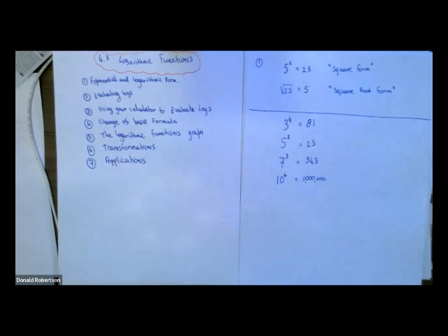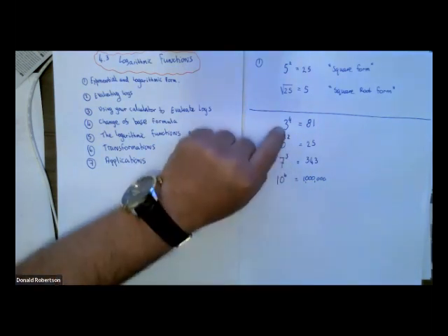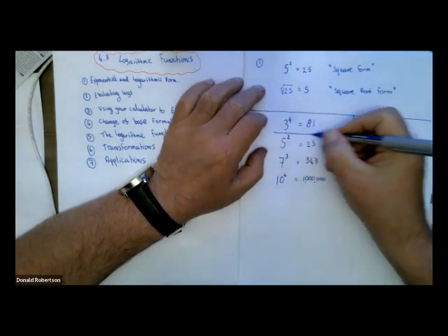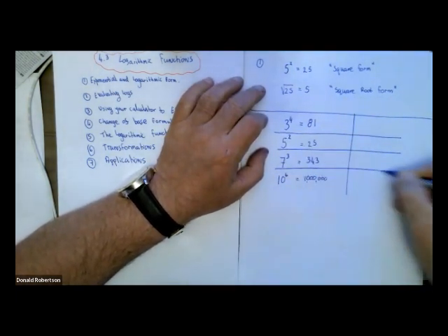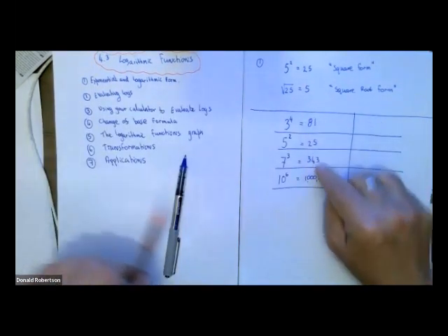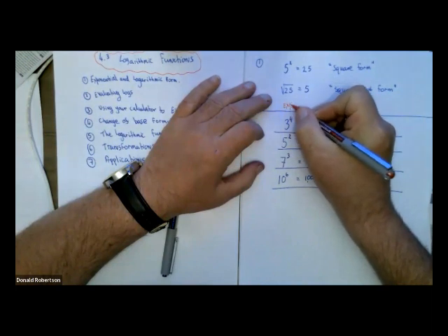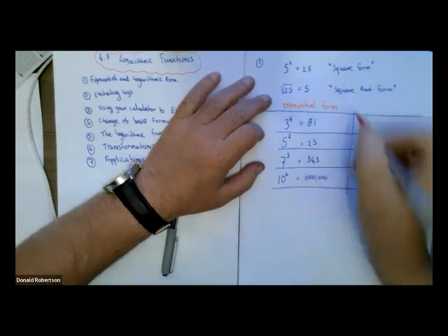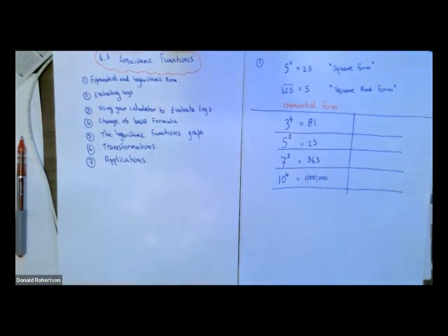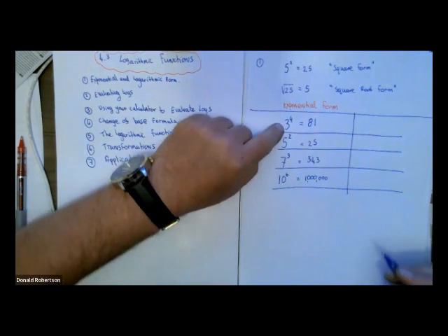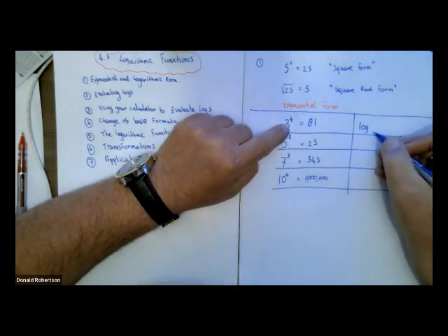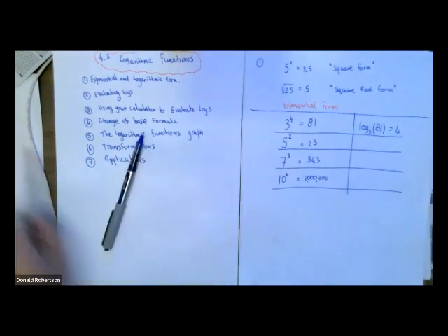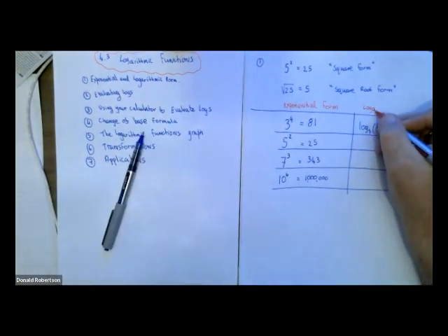We're now going to introduce you to a calculation that you do in a number called its log. Let's take this piece of information. And we're going to call this the exponential form. What we're going to do is introduce this calculation called a log to base something of a number. And the log to base 3 of 81 is 4. We'll call this the logarithmic form.